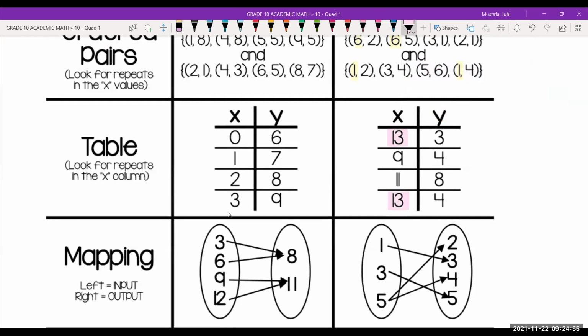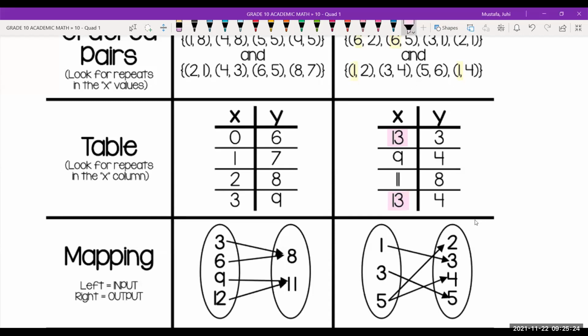Yep. So do you notice how in the function there are 0, 1, 2, 3, all of the x values are different. However, in the table of values that is not a function, you have 2 13s. Well, that means this x value has a y value and this x value has a different y value. That makes it not a function. So it doesn't follow the rule that every input only has one output. In this case, this input and this input have 2 different outputs.